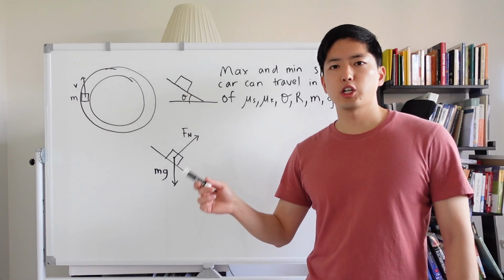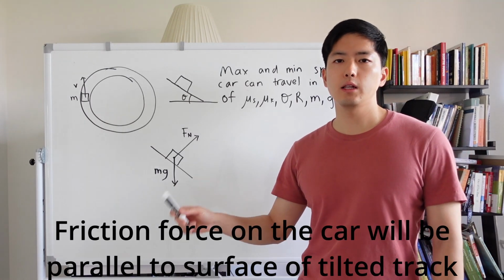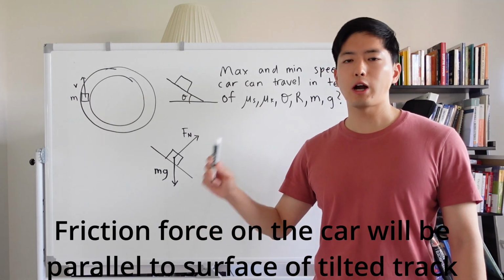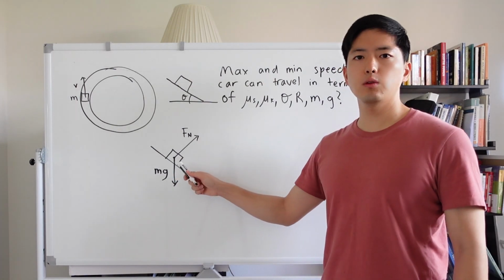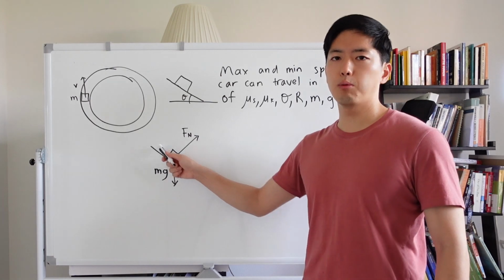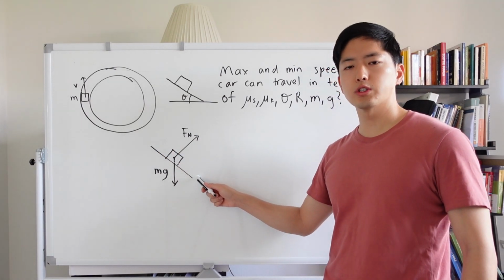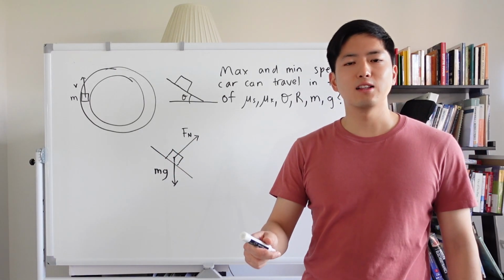We know that friction has to be parallel to the surface of the track. So now we have two choices. Friction will either be going along the track upwards or downwards. But which way does it go? Well, it actually depends on the scenario.